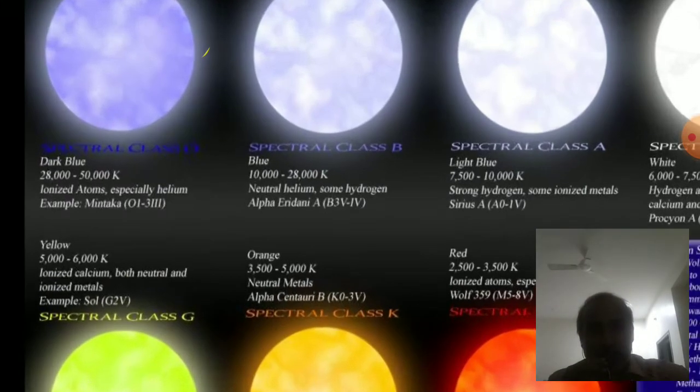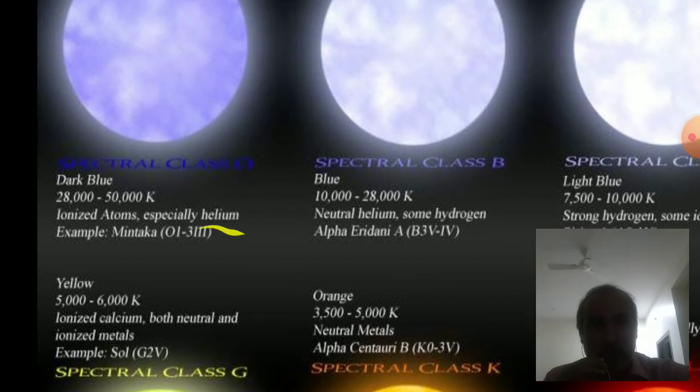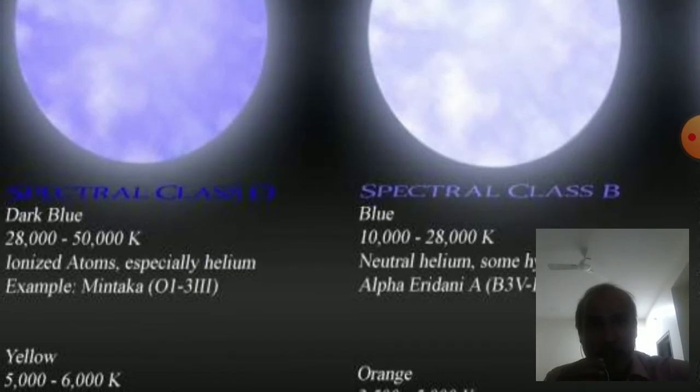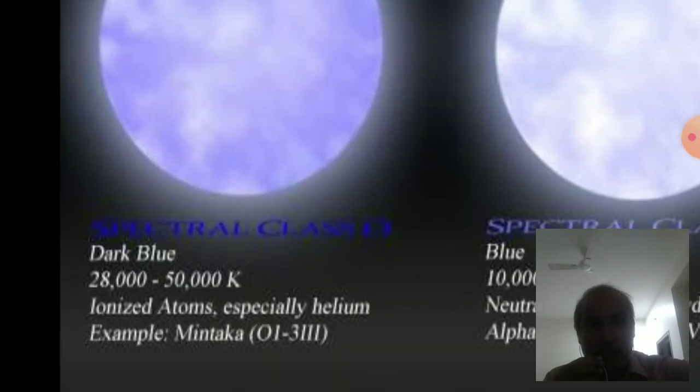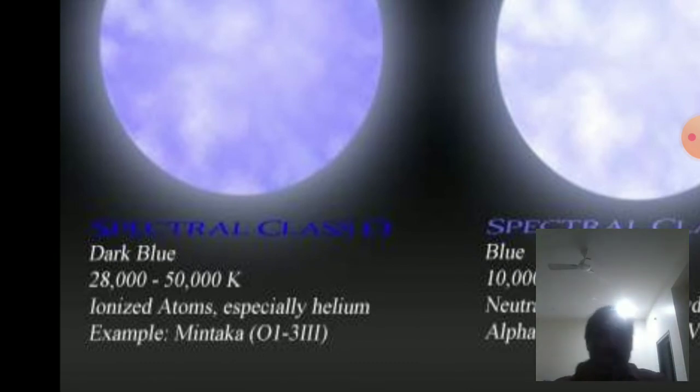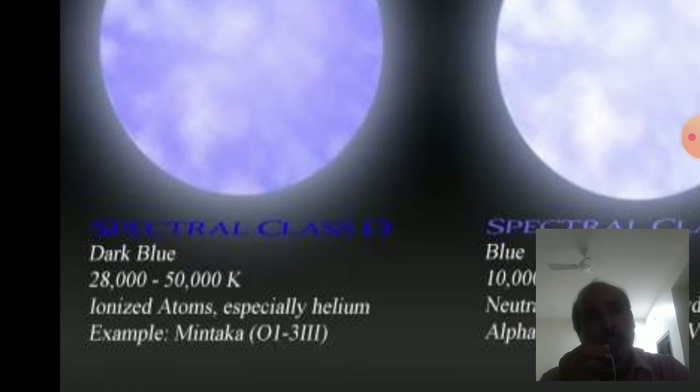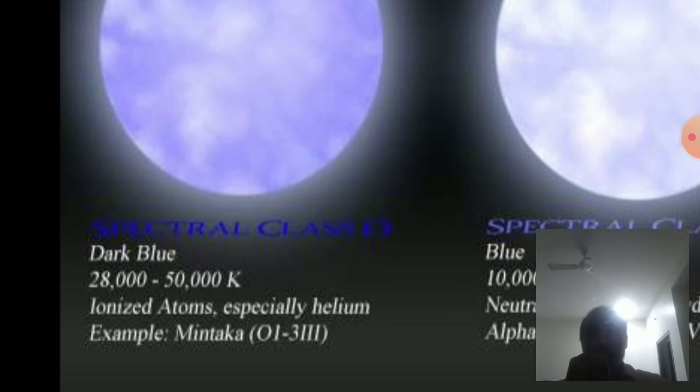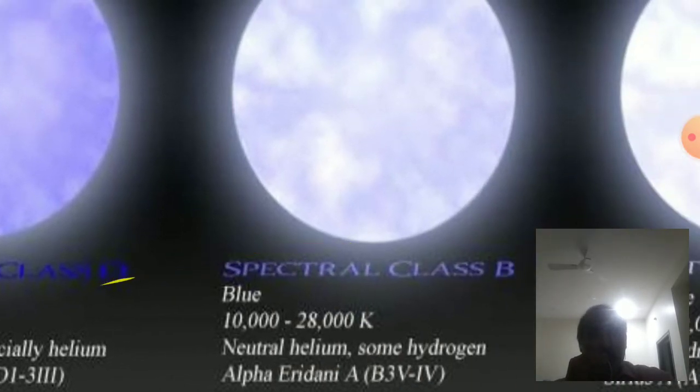So this picture shows different stars appearing in different colors. This star is a dark blue color, which means its mass is very high and its luminosity is also high, and its surface temperature ranges from 28,000 Kelvin to 50,000 Kelvin. Chemical composition: ionized atoms, especially helium. Example, Mintaka.